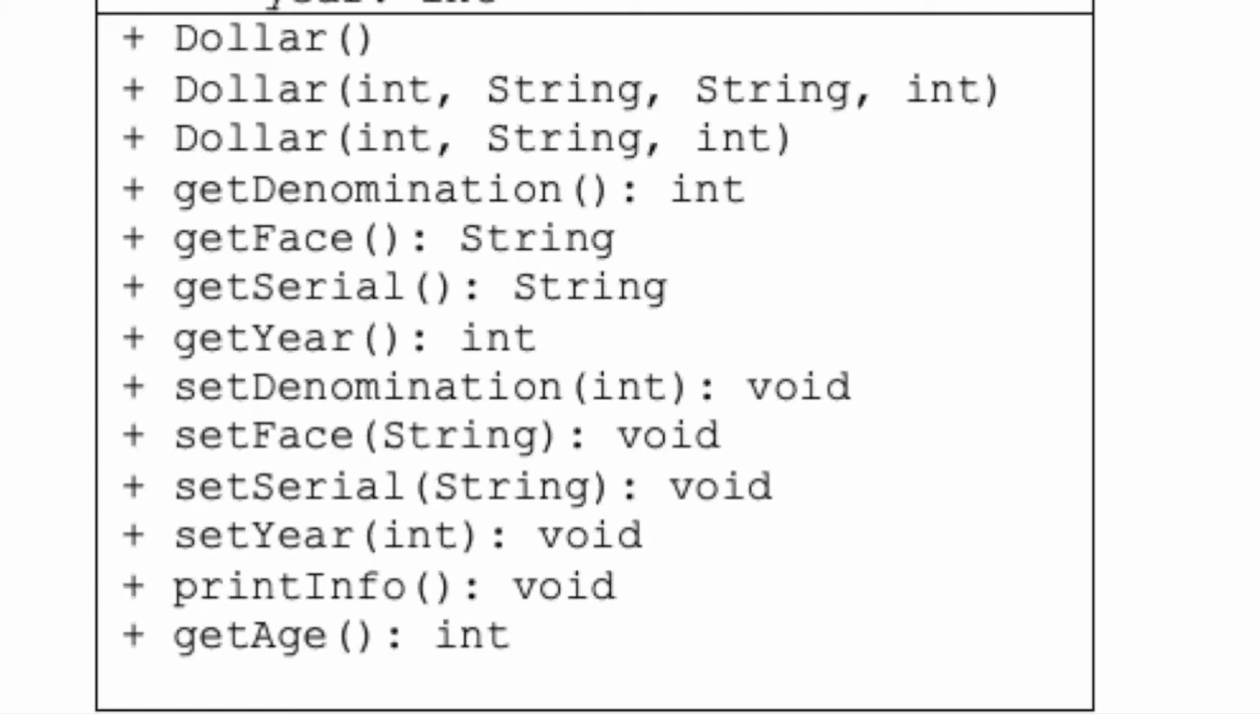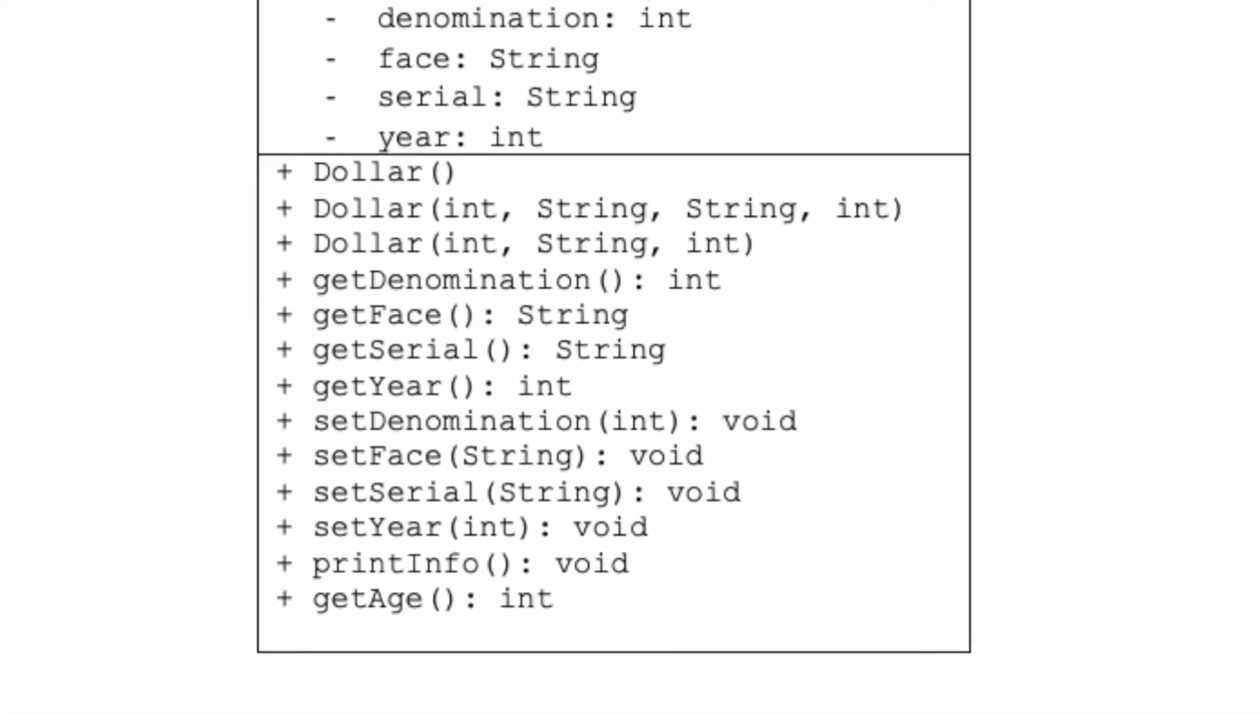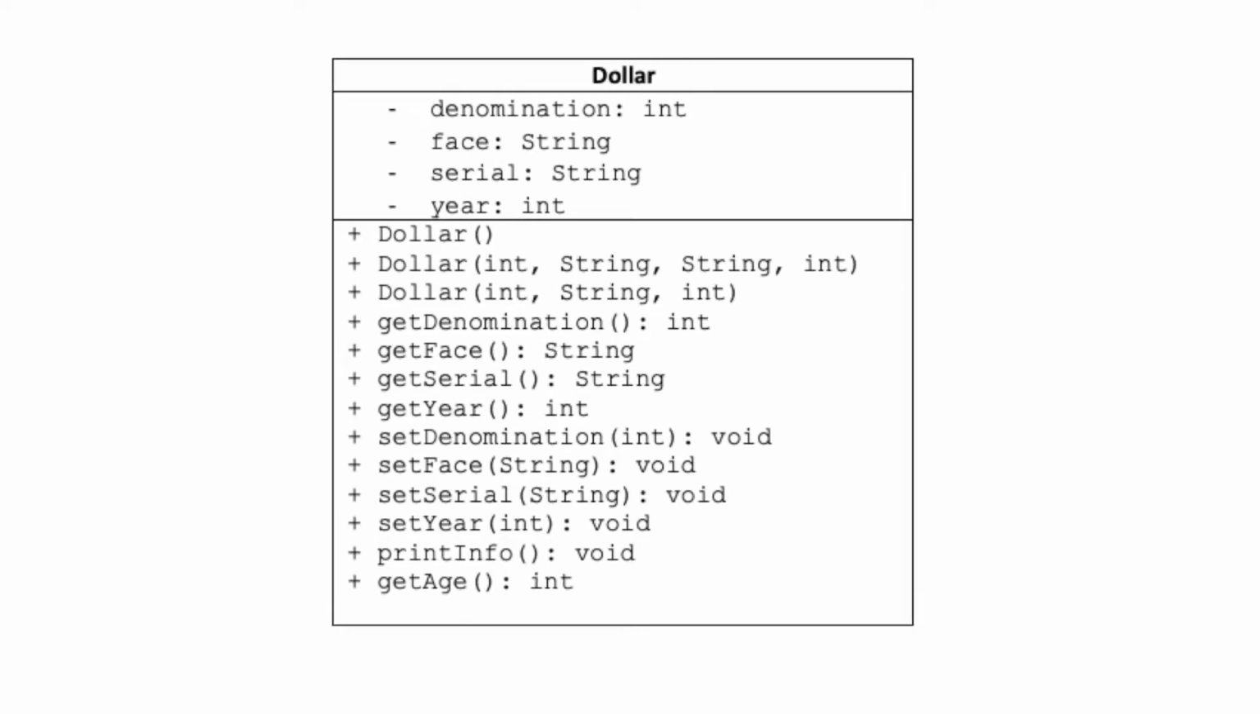And then we have the print info. It's a void method that will basically print all the information. This is going to be substituted by something called toString. We're going to transform print info into the toString later on. And then we have get age, which calculates internally the age of this dollar bill based on the year that it was published. So let's go ahead and code this UML and demonstrate by creating a couple of instances.